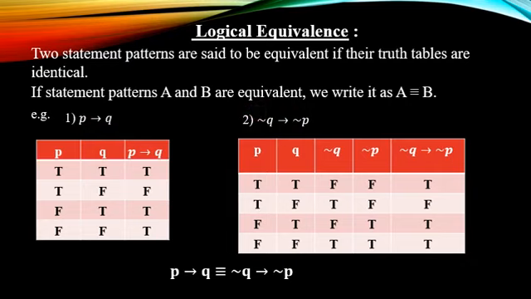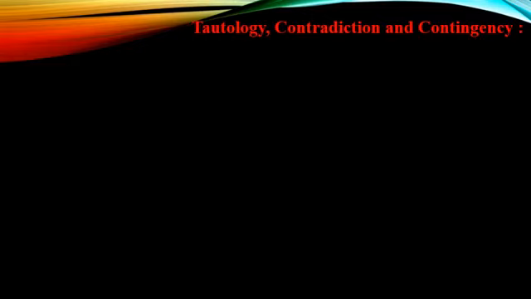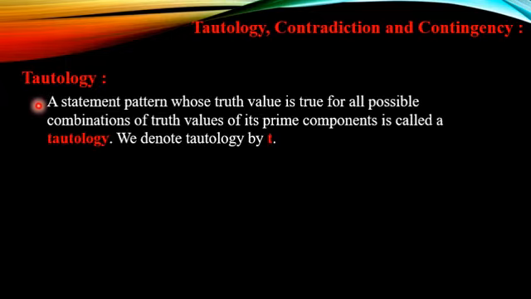Next, tautology, contradiction, and contingency. So first we see the definition of tautology. If the given statement pattern is always true, then it is called a tautology. The definition is: a statement pattern whose truth value is true for all possible combinations of truth values of its prime components is called a tautology, and tautology is denoted by small t.